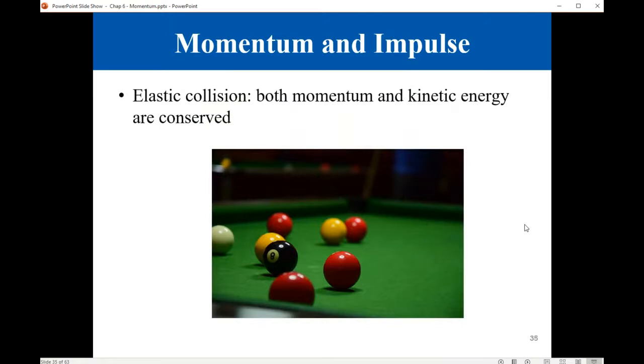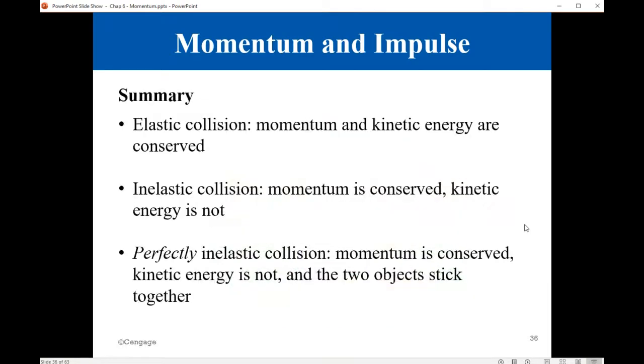The third type of collision is the elastic collision, like the collision between billiard balls. In this collision, both momentum and kinetic energy are conserved. So momentum before collision equals momentum after collision, and kinetic energy before collision equals kinetic energy after collision. This is a summary of the three types of collisions. As you can see, momentum is always conserved. Kinetic energy is conserved only in elastic collisions.